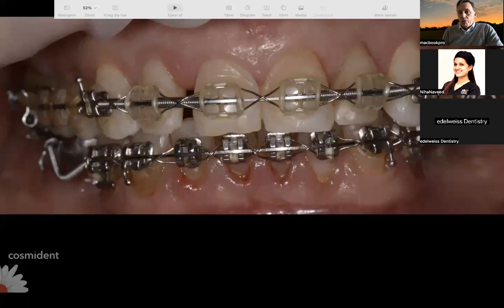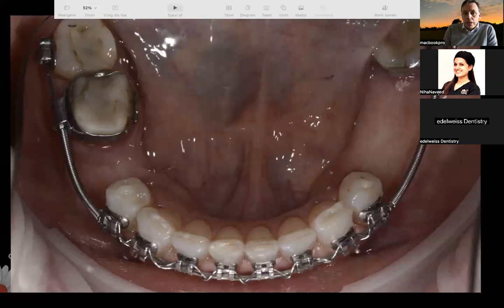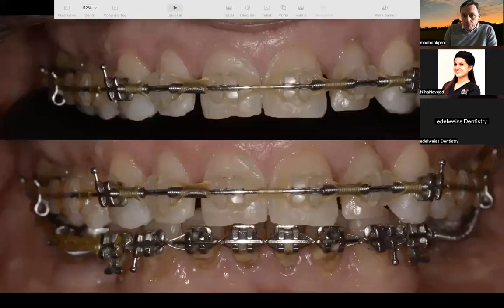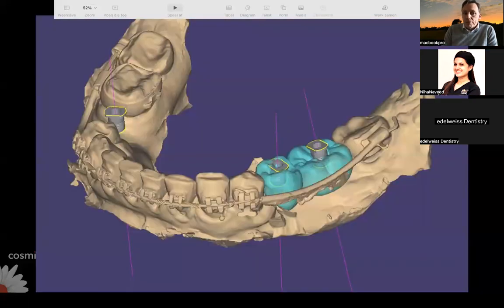The patient comes to the office with the brackets in place. We take everything off, and based on the position, we do an intraoral scanning to do a 3D planning. That's what you will see immediately. Here you see the results after orthodontic treatment, and then we leave everything in place.